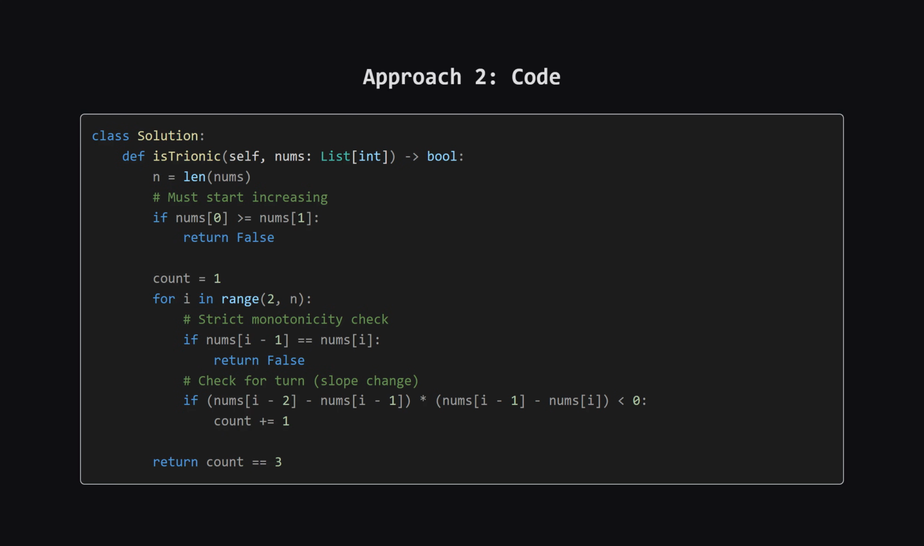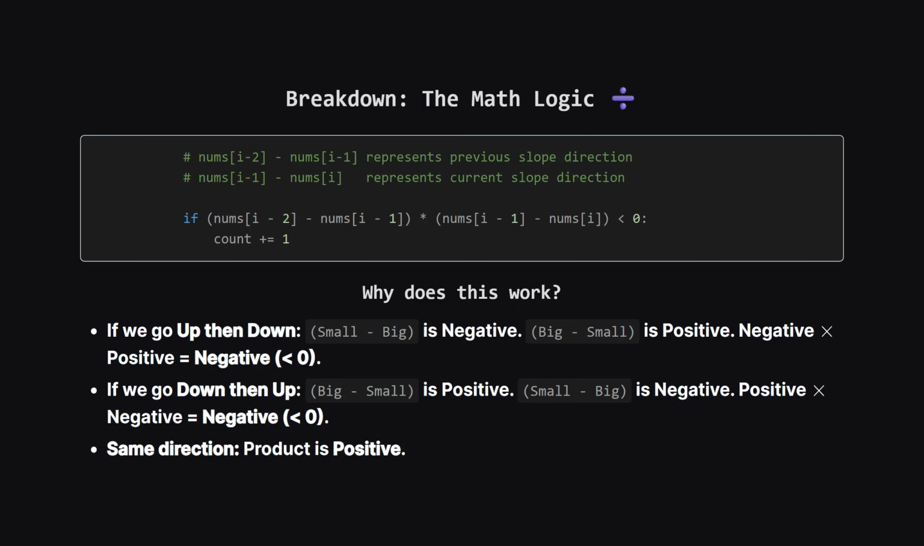It's much shorter. We start by assuming we have 1 segment. Then we loop through the array, and every time the direction changes, we increment our count. If we end up with exactly 3 segments, we return true. Let's see how that slope check works. This is the cool part. We check the product of 2 differences.